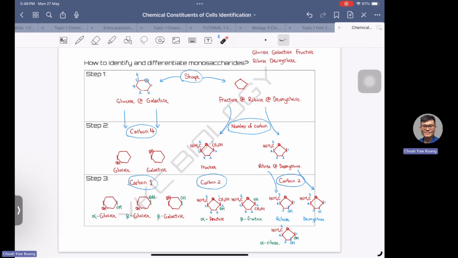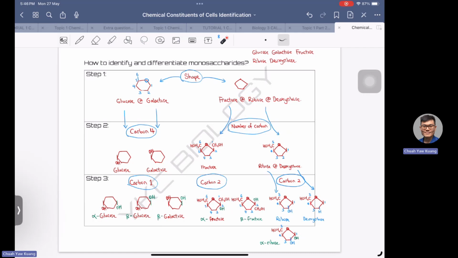So one more thing to add on here would be to determine the alpha or beta glucose, we will look at, you can see here, the carbon 1, carbon 2. Why do we look at this carbon? Well, the key is because these are the anomeric carbon. For example, for glucose or galactose, we look at carbon number 1 because carbon number 1 is the anomeric carbon. Well, for fructose, we will look at carbon number 2. Why do we look at carbon number 2? Because carbon number 2 is their anomeric carbon.